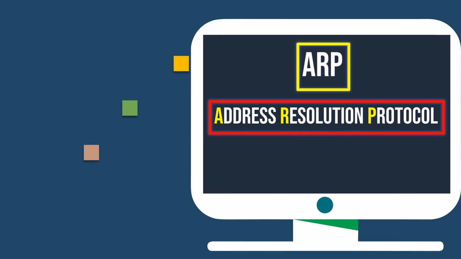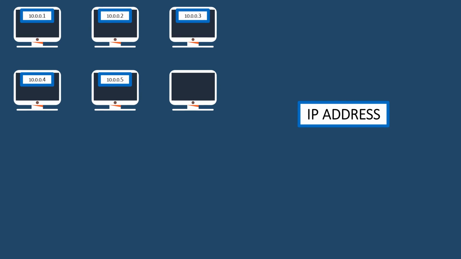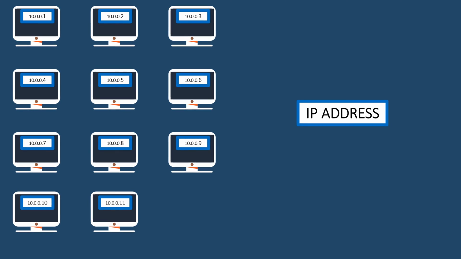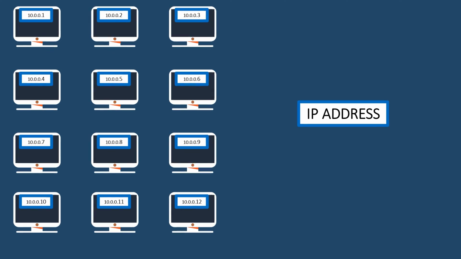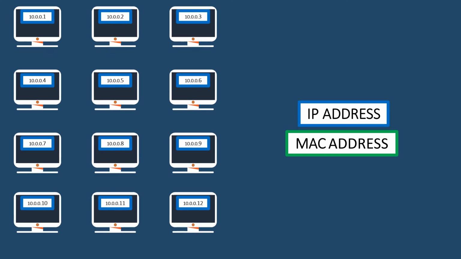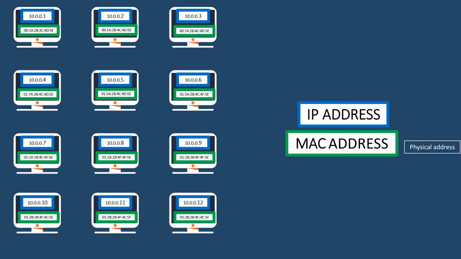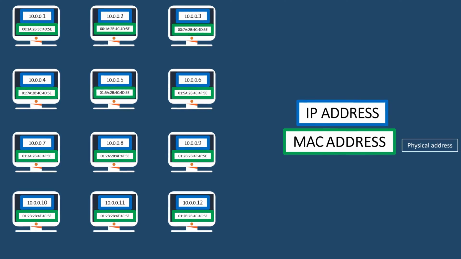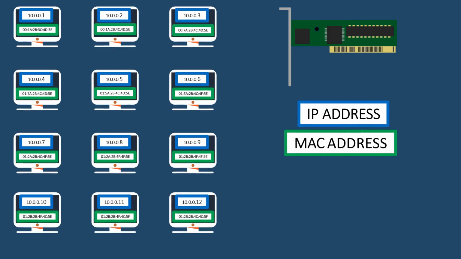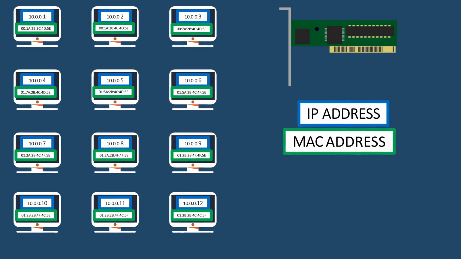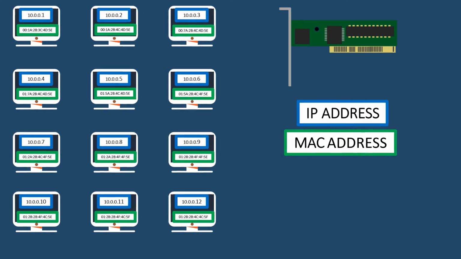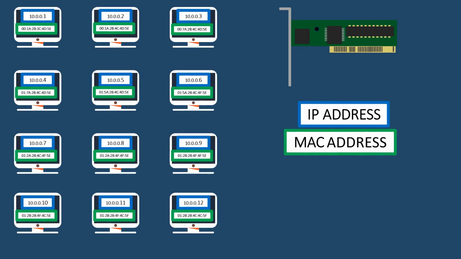ARP stands for Address Resolution Protocol. IP addresses are given to computers to uniquely identify them in a network. Each computer also comes with a built-in identifier known as a MAC address, also known as physical address, which is unique to that device. MAC addresses are stored in the hardware of network interface cards, NICs, or network adapters. The length of a MAC address is typically 48 bits.